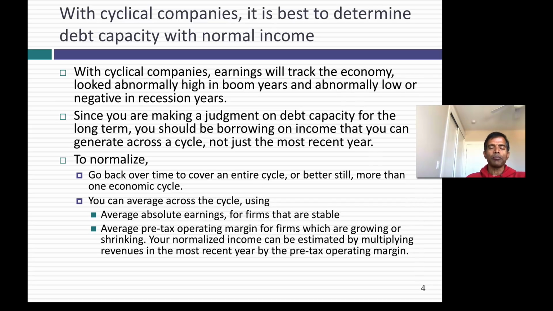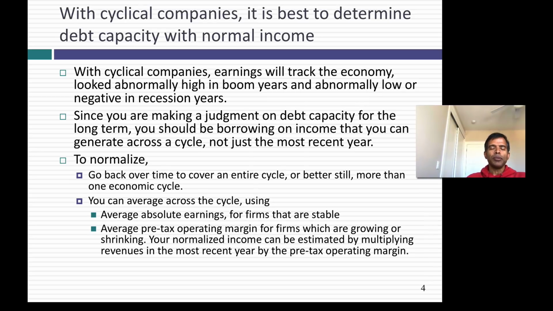So an automobile company might make 15% in a good economic year and minus 3% in a bad economic year. Look at the average margin you make across the cycle. Make it a pre-tax margin. Then take the revenues you had in the most recent year, and revenues are not as sensitive to the cycle as income is, and apply the margin to those revenues.